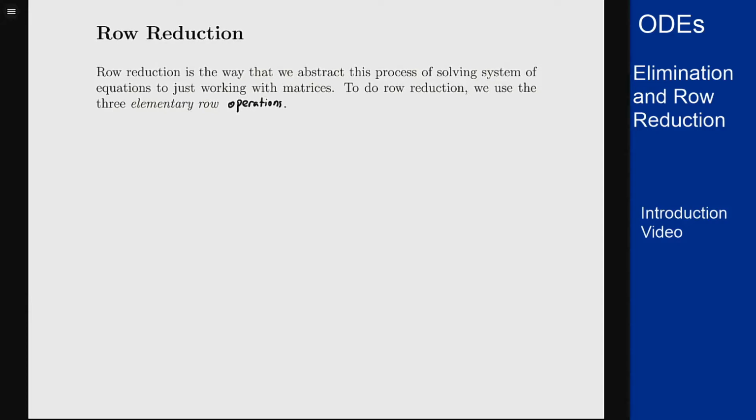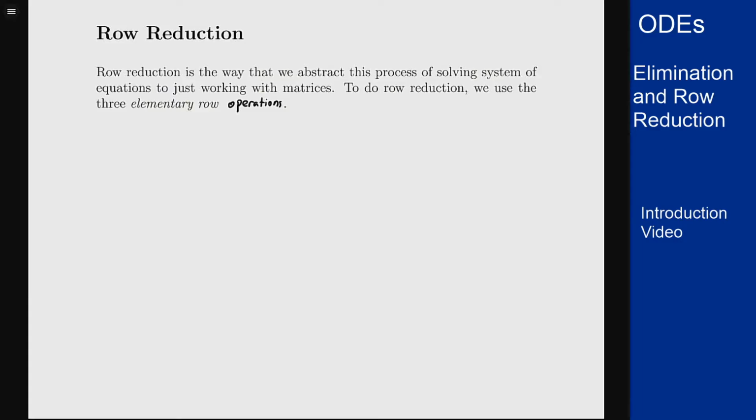In this video, we'll talk about the process of row reduction and how we can use it to simplify augmented matrices to let us solve systems of equations. So row reduction is this process we're going to use to abstract away solving systems of equations to just working with these matrices and being able to simplify these matrices down to the nice forms that we've seen previously that will help us get to these solutions.